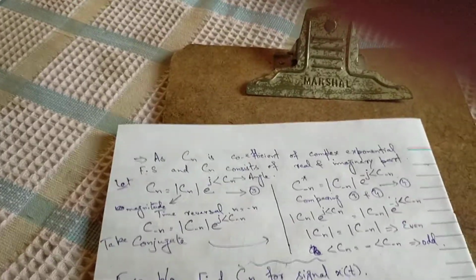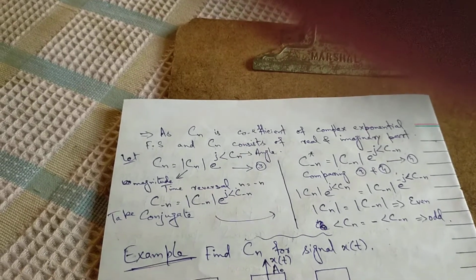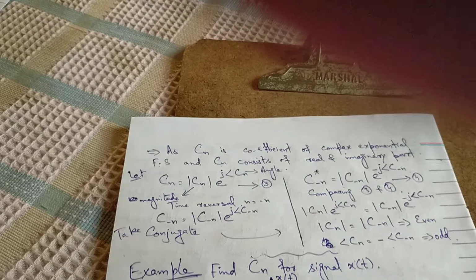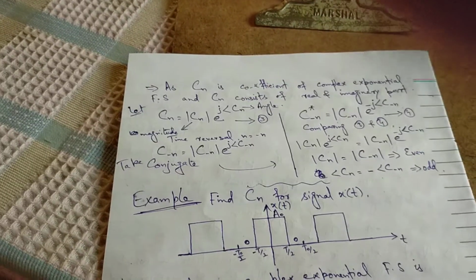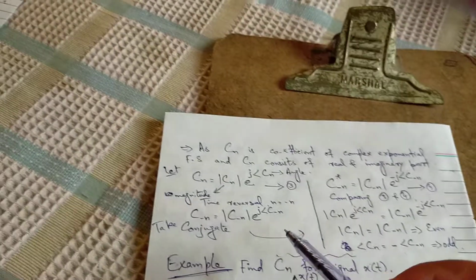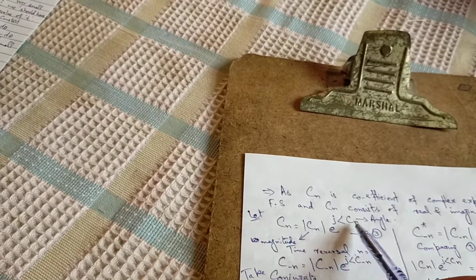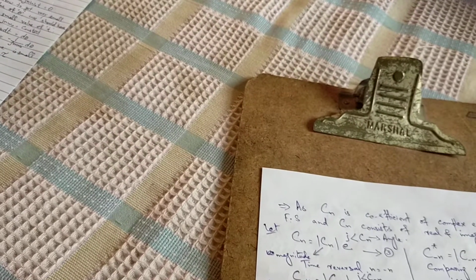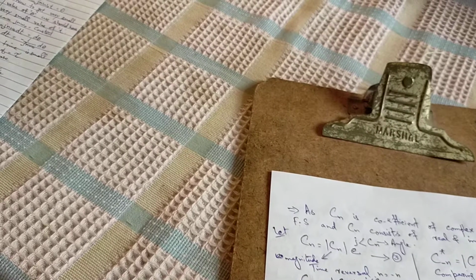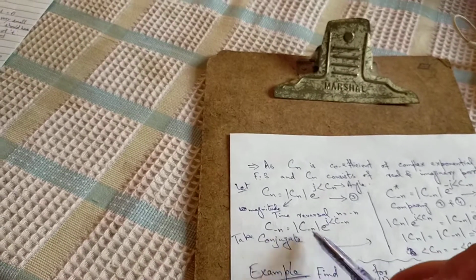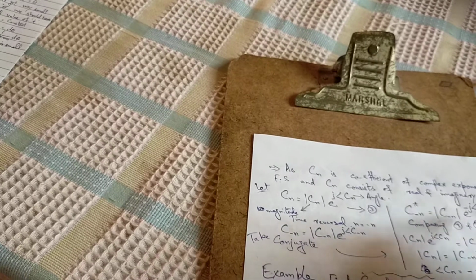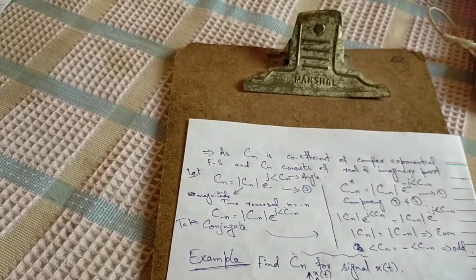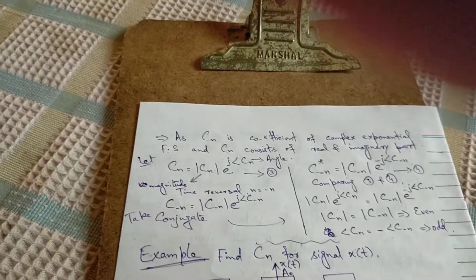As Cn is the coefficient of complex exponential Fourier series and Cn consists of real and imaginary parts, let Cn be equal to magnitude and angle. By time reversal, replacing n by minus n, and after taking conjugate, we have seen that the magnitude of Cn is equal to the magnitude of C of minus n.